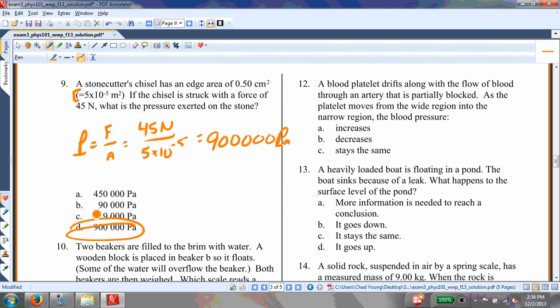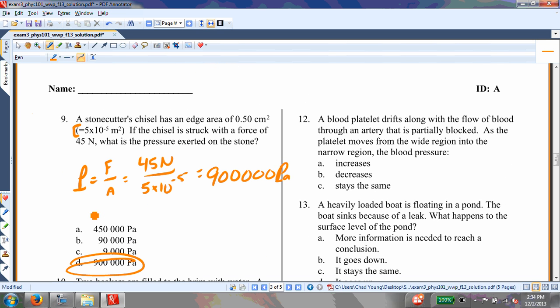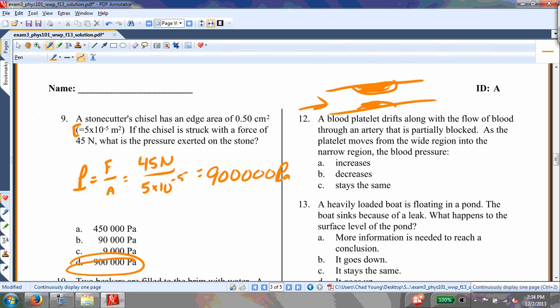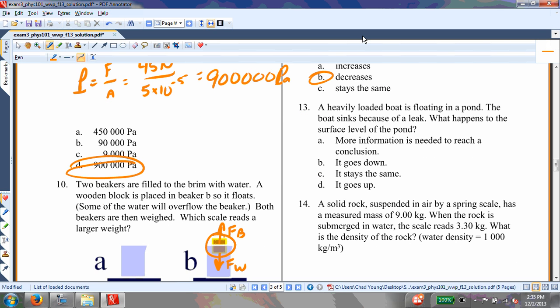Let's see, number 12, a blood platelet drifts along a flow of blood through an artery that is partially blocked. So I have this artery that's blocked, and this blood is flowing through it. I want to know what happens to the pressure. Well, by the equation of continuity, I know that the velocity has to increase, and when the velocity goes up, pressure goes down. That's Bernoulli's principle. So the pressure will decrease. In fact, you can get such a blockage that your pressure decreases so much that you just get a collapse of the artery altogether.